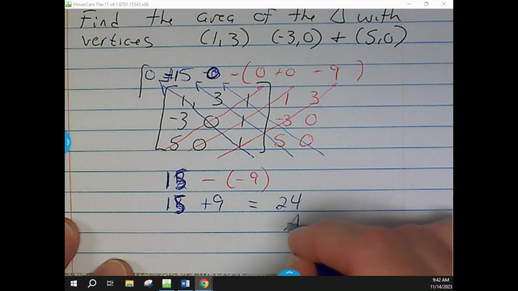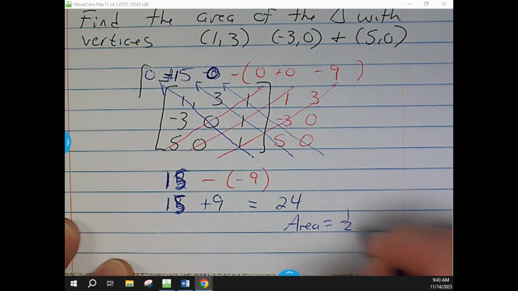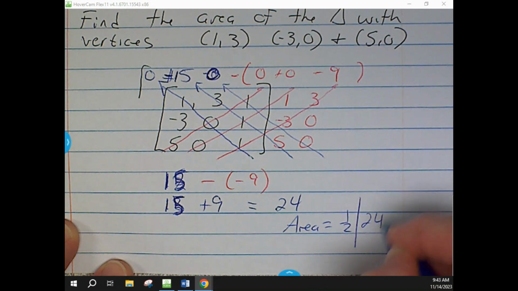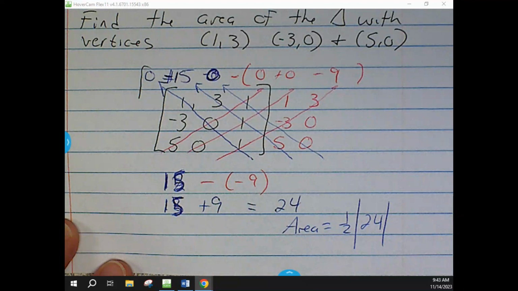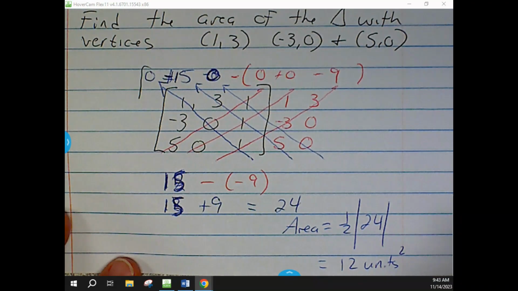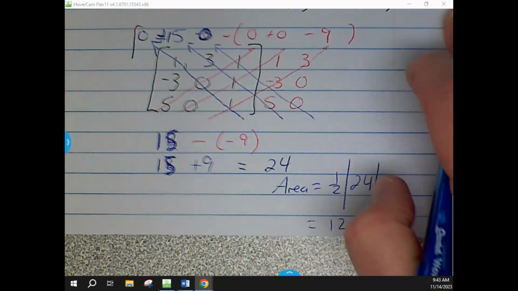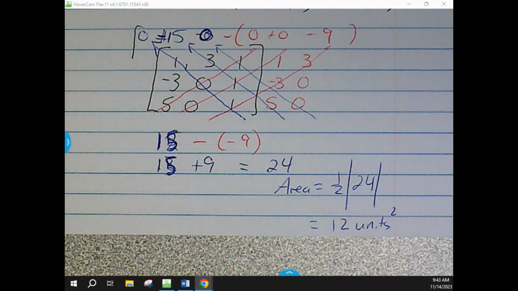Okay. And then the area is 1/2 times the absolute value of that number. Now it's positive, so it works out pretty nice in that case. So it's just half of 24, so that would be 12 square units. Okay, it may not be the best thing in the world, but if it's not a right triangle, then that's actually a fairly good way to figure out what the area is going to be. If it's a right triangle, obviously you won't have to do that. But if it's not a right triangle, that's the direction you can go to find out what the area is going to be.